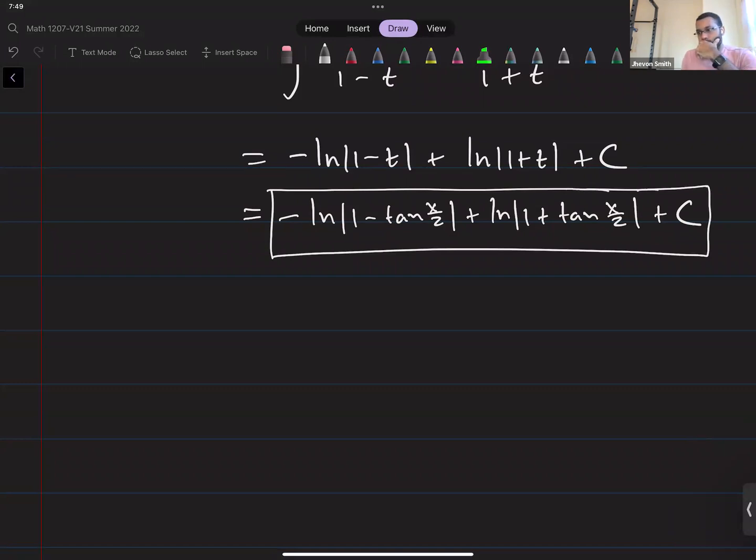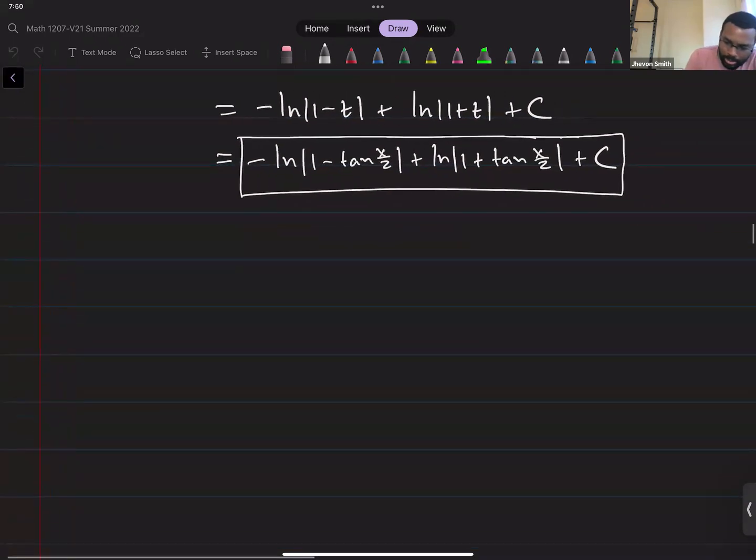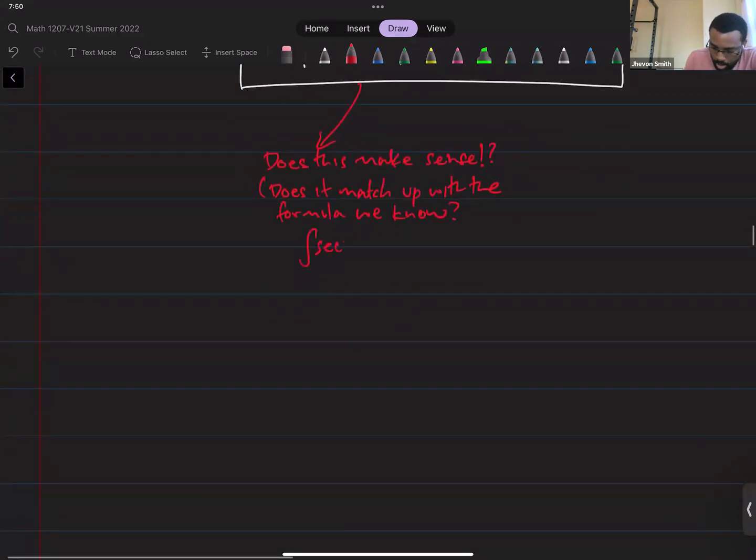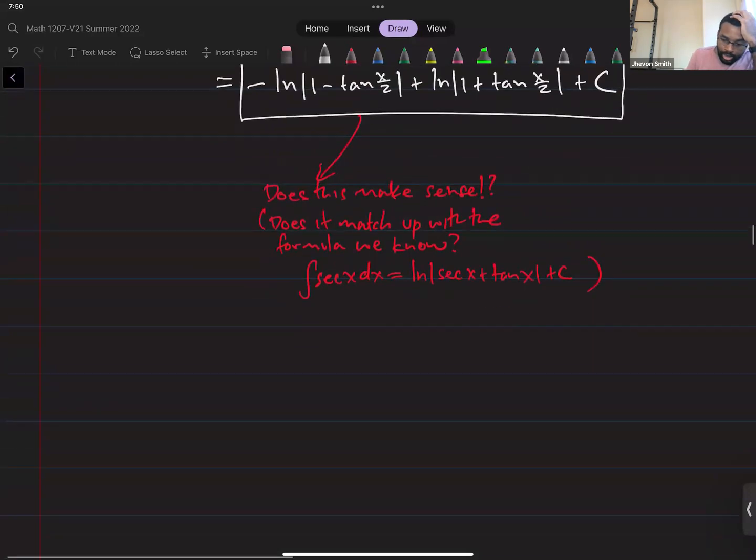Now, a reasonable thing to ask is that doesn't look like the answer that we memorized. How do I know that that is even right? Does this make sense? I mean, it should make sense. But in that sense, does it match up with the formula we know? Because the formula I had you memorize was this. So question is, are these the same? And I guess we can check.